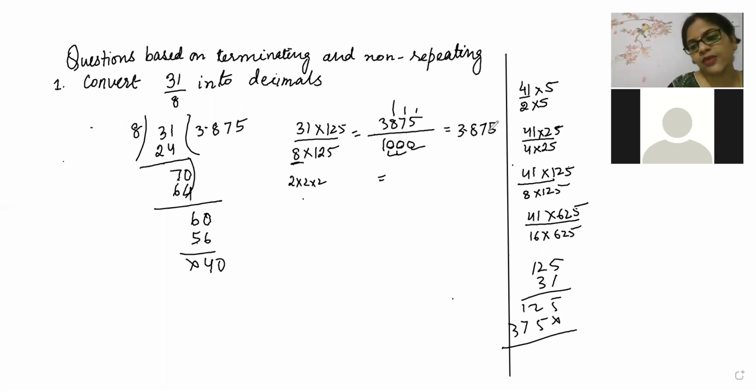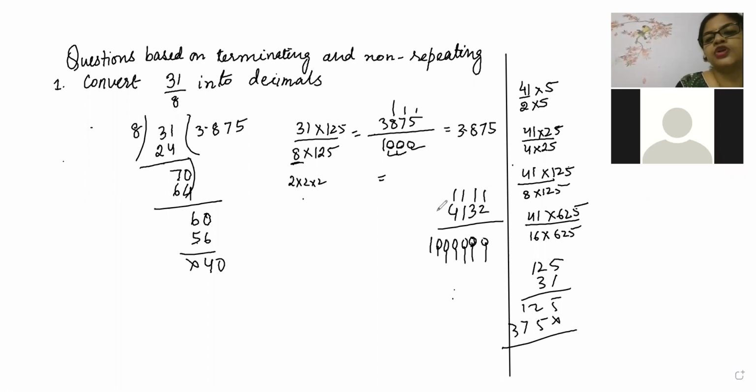If one more time I'm explaining, if 4132 is there and the denominator has 1, 2, 3, 4, 5, 6 zeros, then how to write it? First start counting, beta. How many zeros are there? 1, 2, 3, 4, 5, 6 zeros. And here how many digits are there? 1, 2, 3, 4. Then put 2 extra zeros.